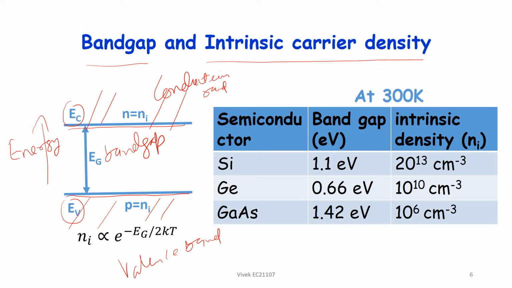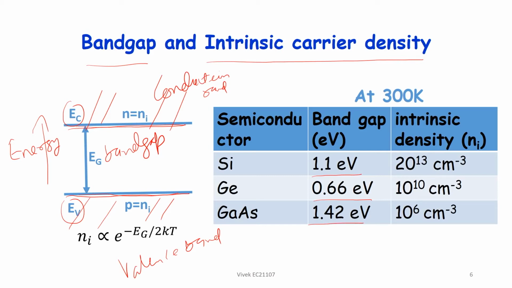Usually holes are found at energy below EV, electrons are found with energy above EC. So for silicon, all of you know that band gap is around 1.1 electron volt. For germanium it is 0.66 electron volt. So band gap is less for germanium. For gallium arsenide, band gap is around 1.42 electron volt.